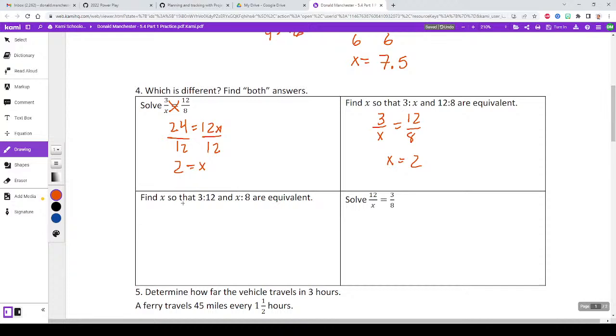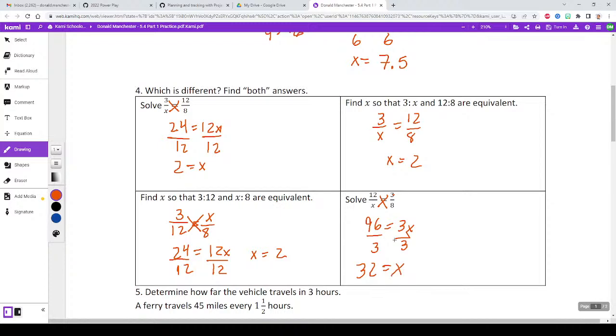X is 2. Here we have 3/12 equals x over 8. Not 100% sure that this is not the same, so I'm going to do the work here. 3 times 8 is 24. 12 times x is 12x. We divide both sides by 12, and that gives us that x is 2. And so over here we have 12 times 8 is 96. 3 times x is 3x. We divide both sides by 3. That gives us 32 equals x. So this one is the one that's different.